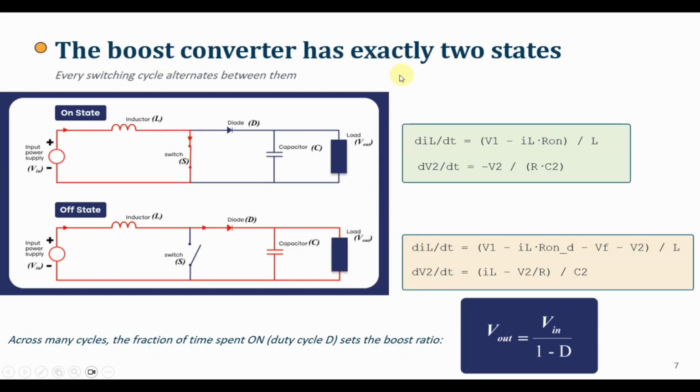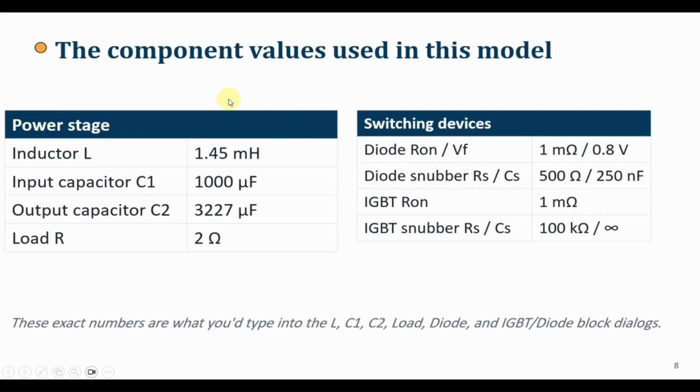When the IGBT is on, the inductor stores energy from the PV array while the diode blocks current flow to the output. When the IGBT turns off, the stored energy is released through the diode to the output capacitor and load. By adjusting the fraction of time that the switch remains on, known as the duty cycle, we can control the output voltage. This relationship is approximately given by the equation V out equals V in divided by 1 minus the duty cycle. These are the electrical parameters used throughout the simulation.